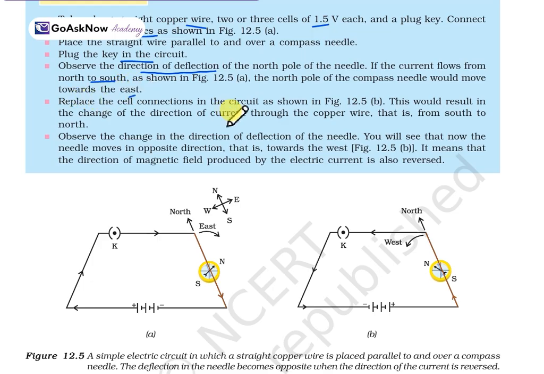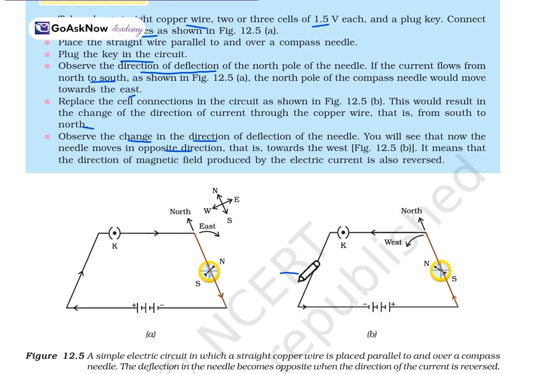Now replace the cell connection of the circuit like this. Here I'm going to replace it. This will change the direction of current through the copper wire. It will now be from south to north. Now just observe the change in the direction of deflection of the needle, and you will see that the needle moves in the opposite direction, towards the west side.